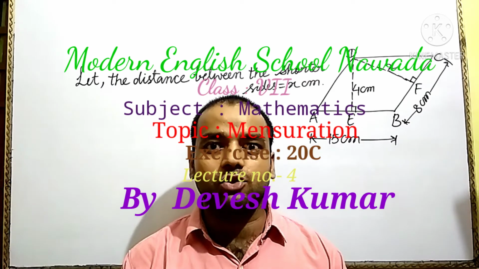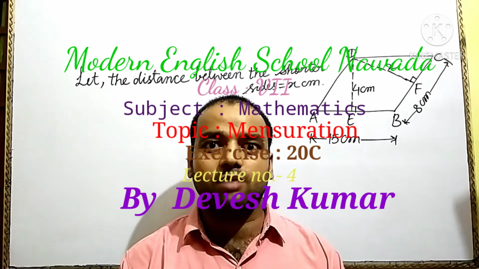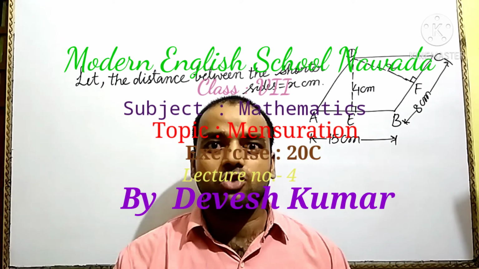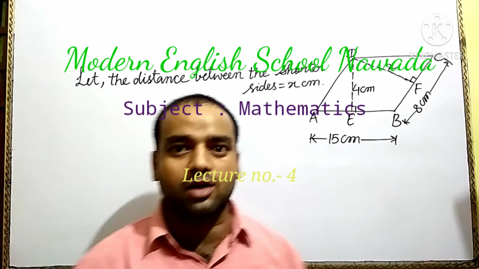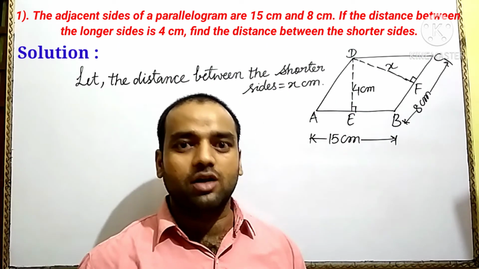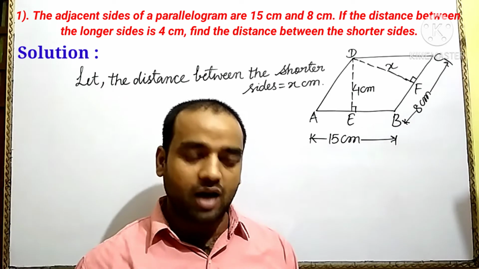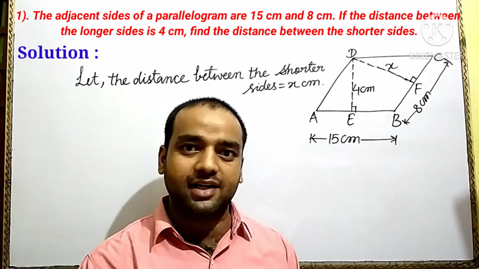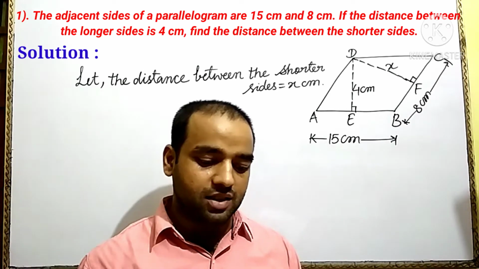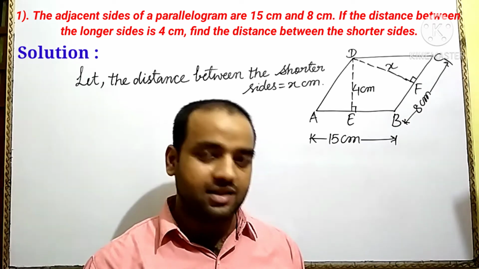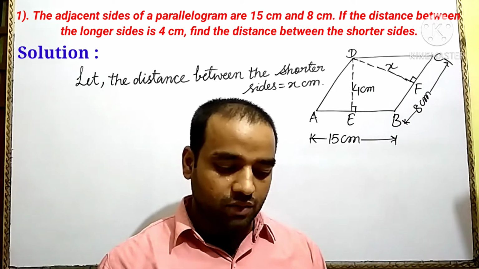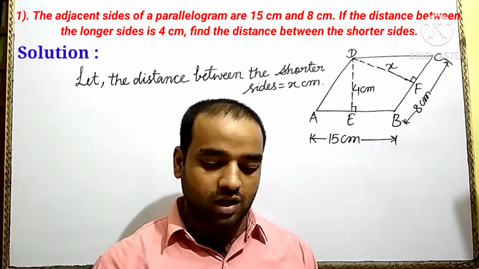Today, I am going to teach you some problems of exercise 20C of the topic mensuration. So, let us start question number 1. In question number 1, the adjacent sides of a parallelogram are 15 centimeter and 8 centimeter. If the distance between the longer sides is 4 centimeter, find the distance between the shorter sides.